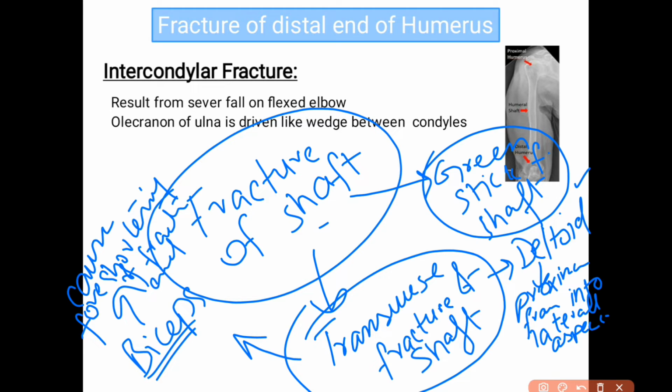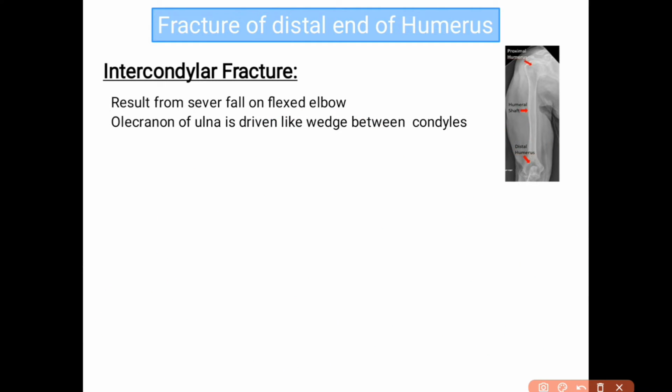There are two types of fracture: greenstick fracture and transverse fracture. In transverse fracture, the deltoid muscle carries the proximal fragment into lateral rotation, and the biceps brachii causes foreshortening of the limb. So those were two important points in a fracture of the shaft, which may appear as MCQs in your exam.